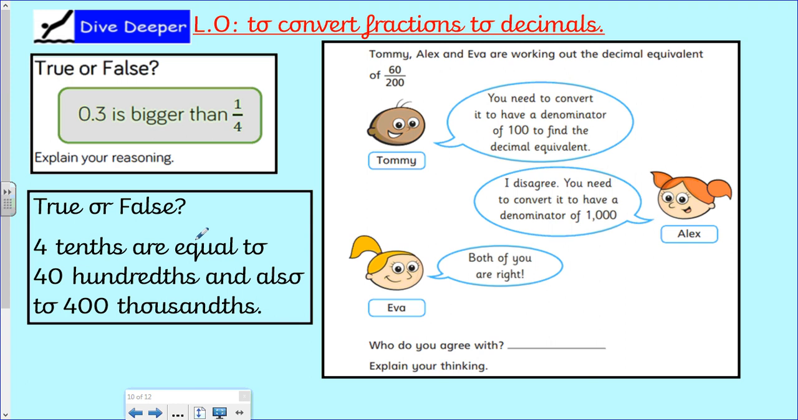Show us why. I'm not going to read this whole thing. Tommy, Alex, and Eva are working out the decimal equivalent of 62 hundredths. Tommy says this, Alex says this, Eva says you're both right. Who do you agree with? Explain your thinking. You need to work out what both of these people are saying and if they are correct in what the decimal equivalent of 62 hundredths is.